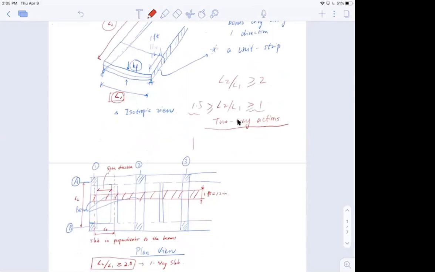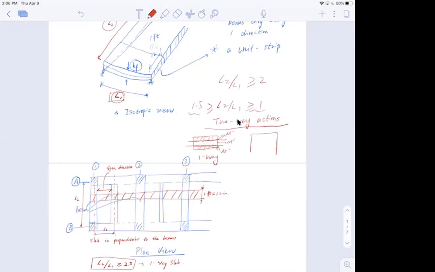So for one-way action, this is the beam, and this is another beam. You only have shear here and shear here, and the bending moment, which is maximum at the end, and the negative moment at the support. Positive moment in the middle and negative moment at the support. This is for one-way slab.